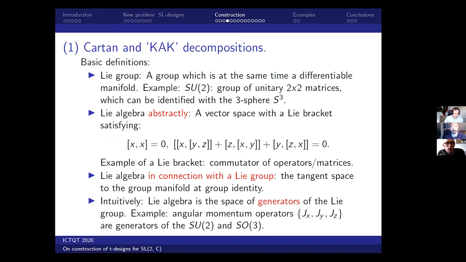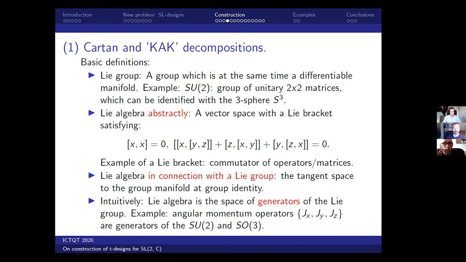I will start from some very basic definitions of the objects we are talking about. First, the Lie group. A Lie group is a group which is at the same time a differentiable manifold. For example, the SU2 group of unitary 2x2 matrices can be identified as a manifold with a three-sphere, and it is, of course, a differentiable manifold.